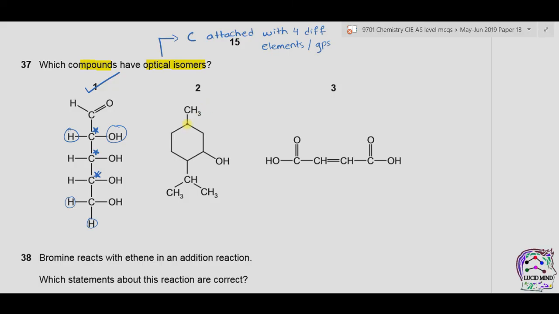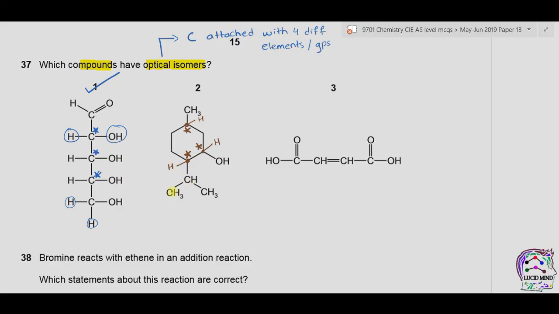2, we can see that this carbon is attached to one hydrogen atom, so it is chiral. This carbon is attached to 2 hydrogen atoms, so it is not chiral. This is attached to 2 hydrogen atoms, again not chiral. This is attached with 1 hydrogen atom and 3 other groups, one is this, one is this, one is this. So this is chiral. Similarly, this carbon is also attached with 1 hydrogen atom and has 4 different groups attached. So this is also chiral.